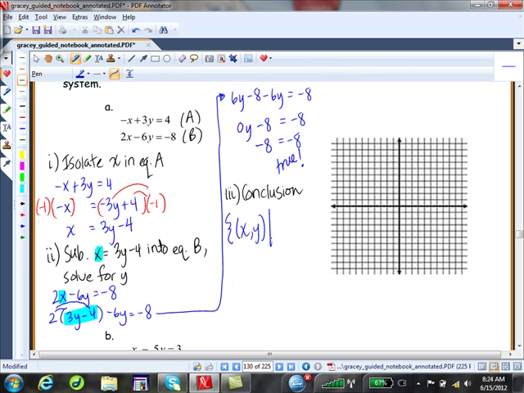Why don't we pick line A, right? Negative x plus 3y equals 4. So as long as they're located on that line, that's the solution. All right, and by the way, this is a dependent system. These are dependent equations, and the system is consistent.